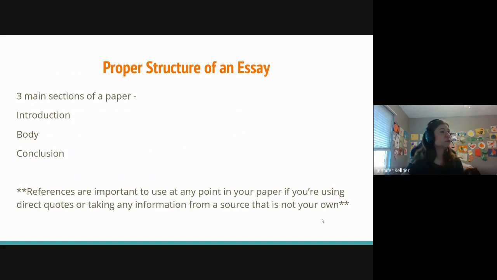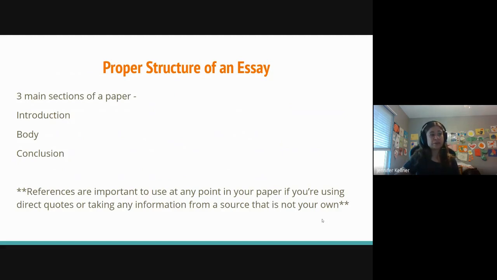So the essays we kind of briefly talked about should have three main sections: the introduction, the body, and the conclusion. And then as kind of a side note, if you are doing, for example, the influencer prompt, unless you're an expert on whoever your person is, you probably have references, which means any type of information that isn't from your brain that you didn't already know specifically, you have to cite.